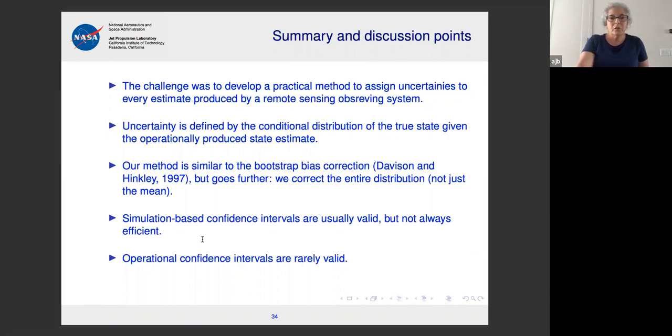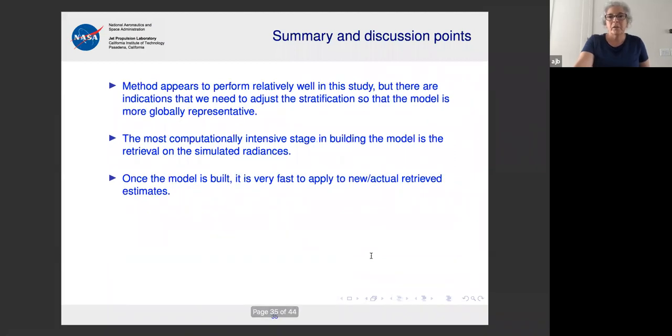The operational confidence intervals are never valid, and I'm not sure if you even want to fool around with whether they're efficient, whether something efficient and wrong might not be a good thing. We did pretty well in this study, but we need to do more comprehensive examinations.